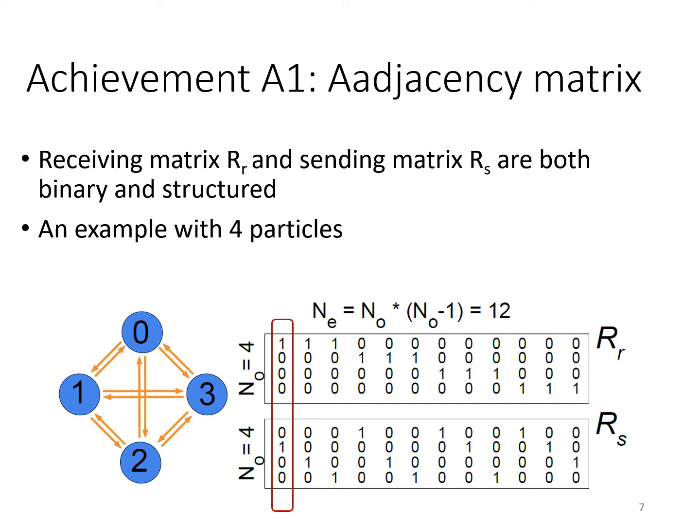First, let's look at the adjacency matrix. To show the idea, here is an example of 4 particles as the input. Please note that a real design will have more particles. The relationship between these particles is defined in 2 matrices. One is the receiving matrix RR, and the other is the sending matrix RS. Both matrices are binary, and each column is one-hot. Besides, they have a fixed pattern, as shown in this picture.